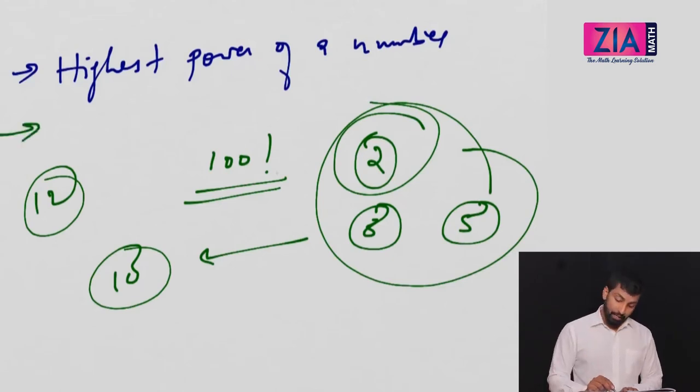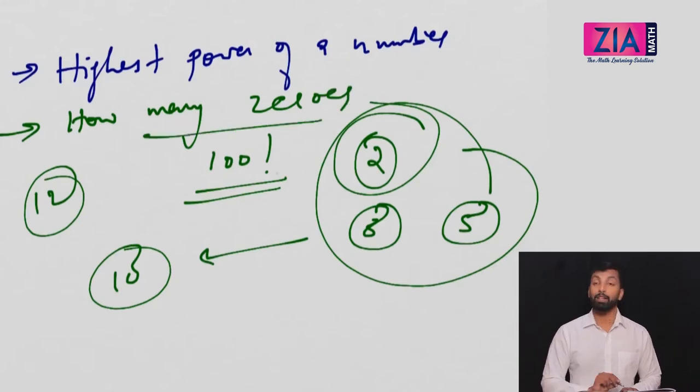Then I can also ask you how many zeros are there in a factorial, or in the end of a factorial or a product. So 100 factorial definitely will have zeros. How many zeros are there? We all know zeros depend on tens, so you basically need to find how many tens are there, which means I need to find the highest power of 10. And we are going to discuss the method for that also.